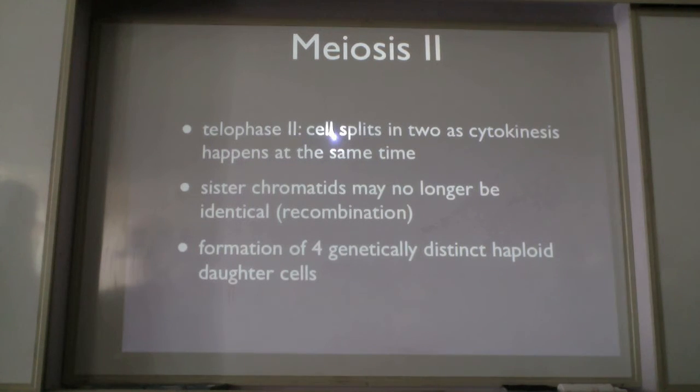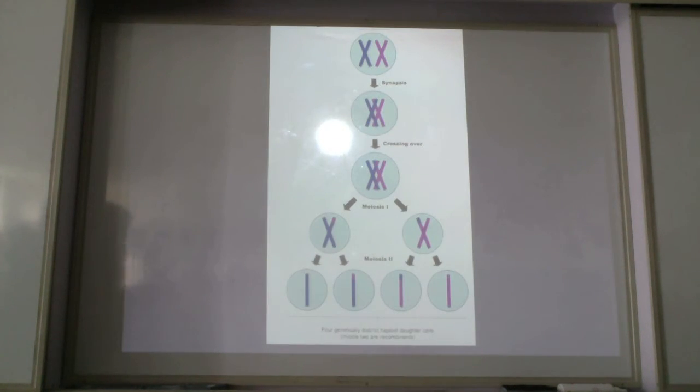And so the sister chromatids may no longer be identical because of recombination, which makes them unique. And so there are 4 genetically distinct haploid daughter cells, which gives the genetic difference between each haploid cell, which is the bubble where the two X's are separate and they further split into one each.